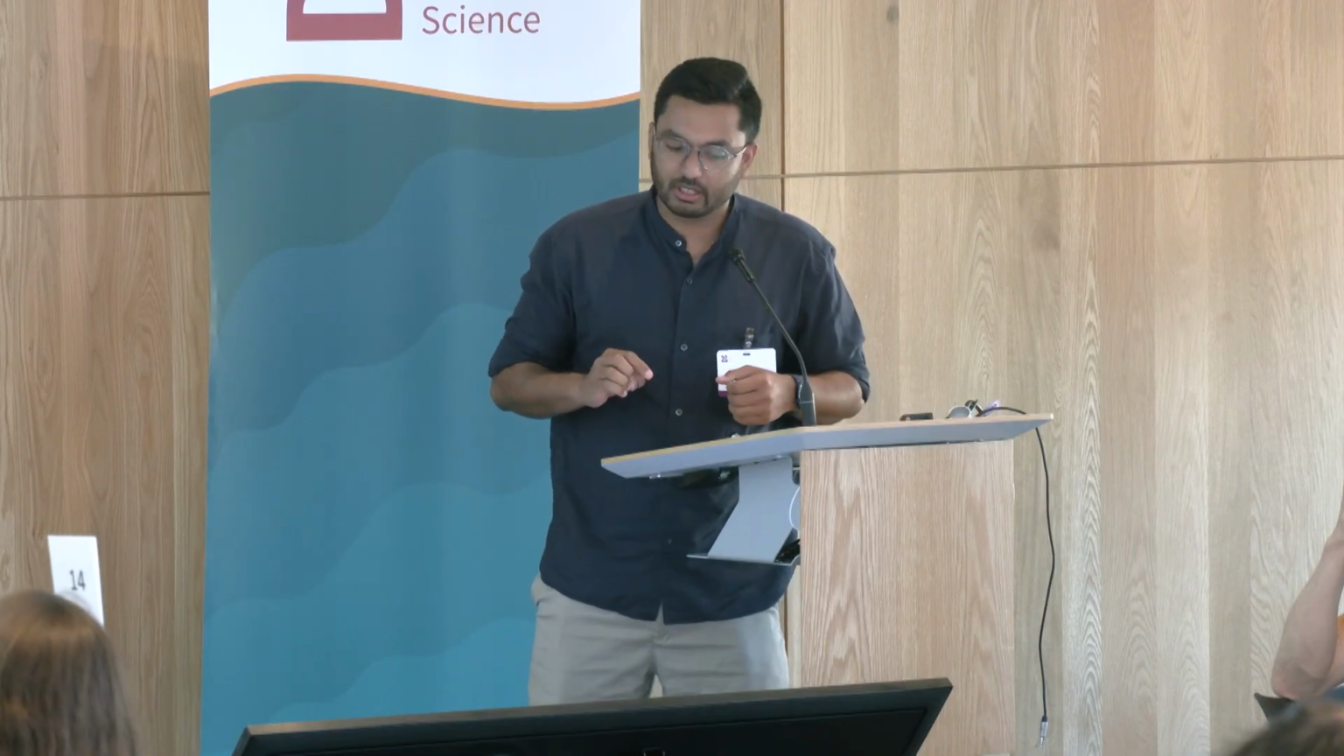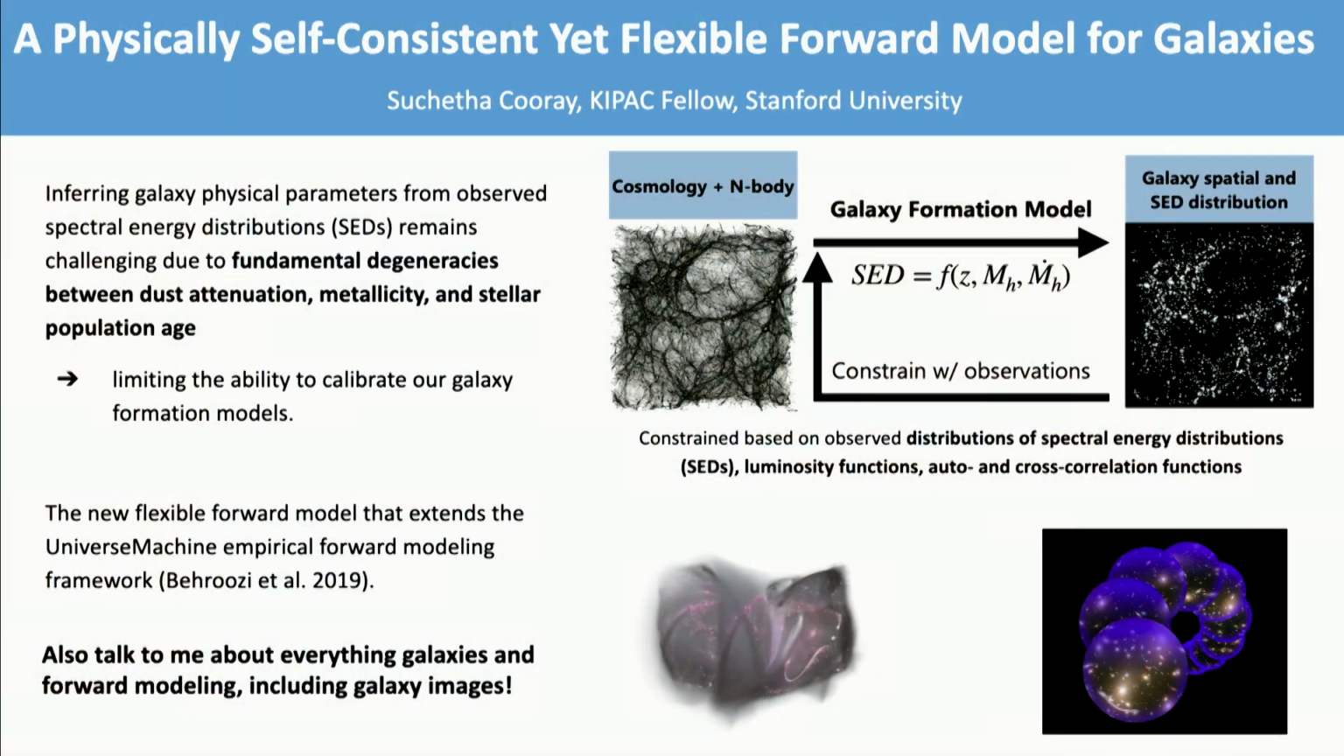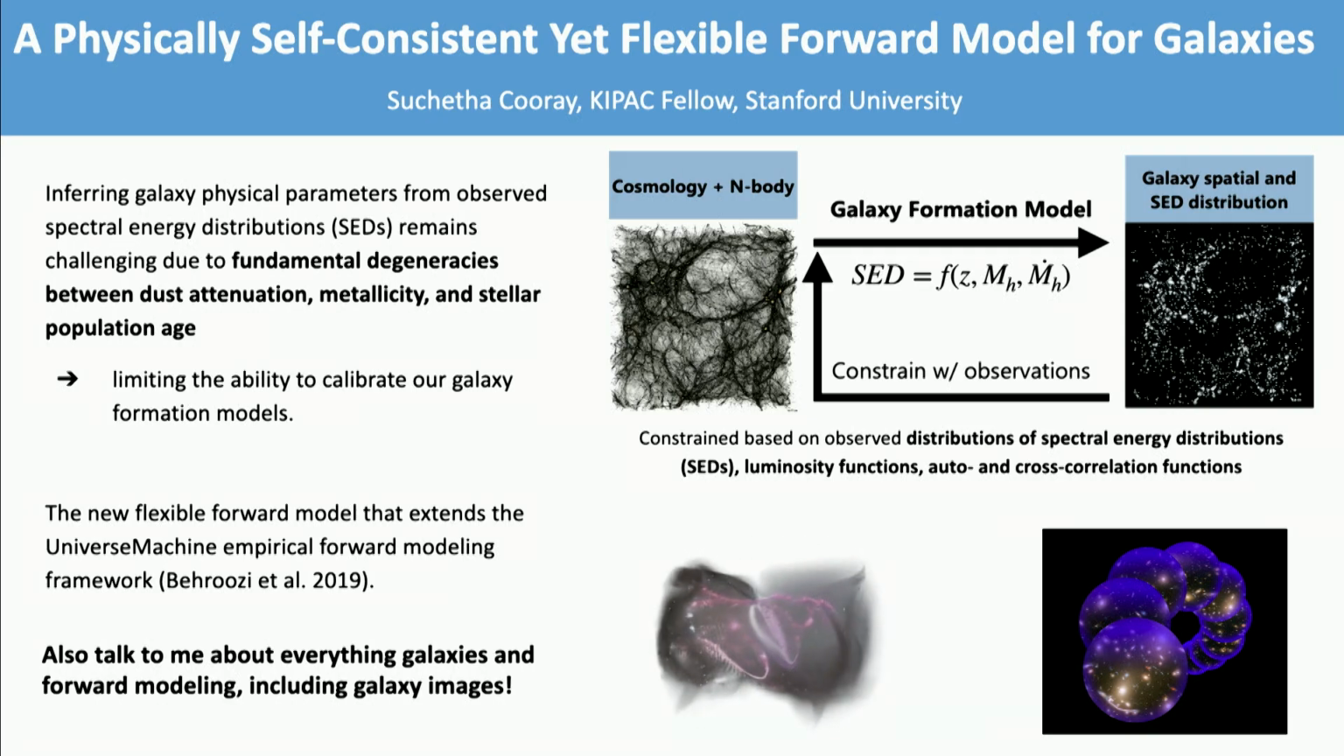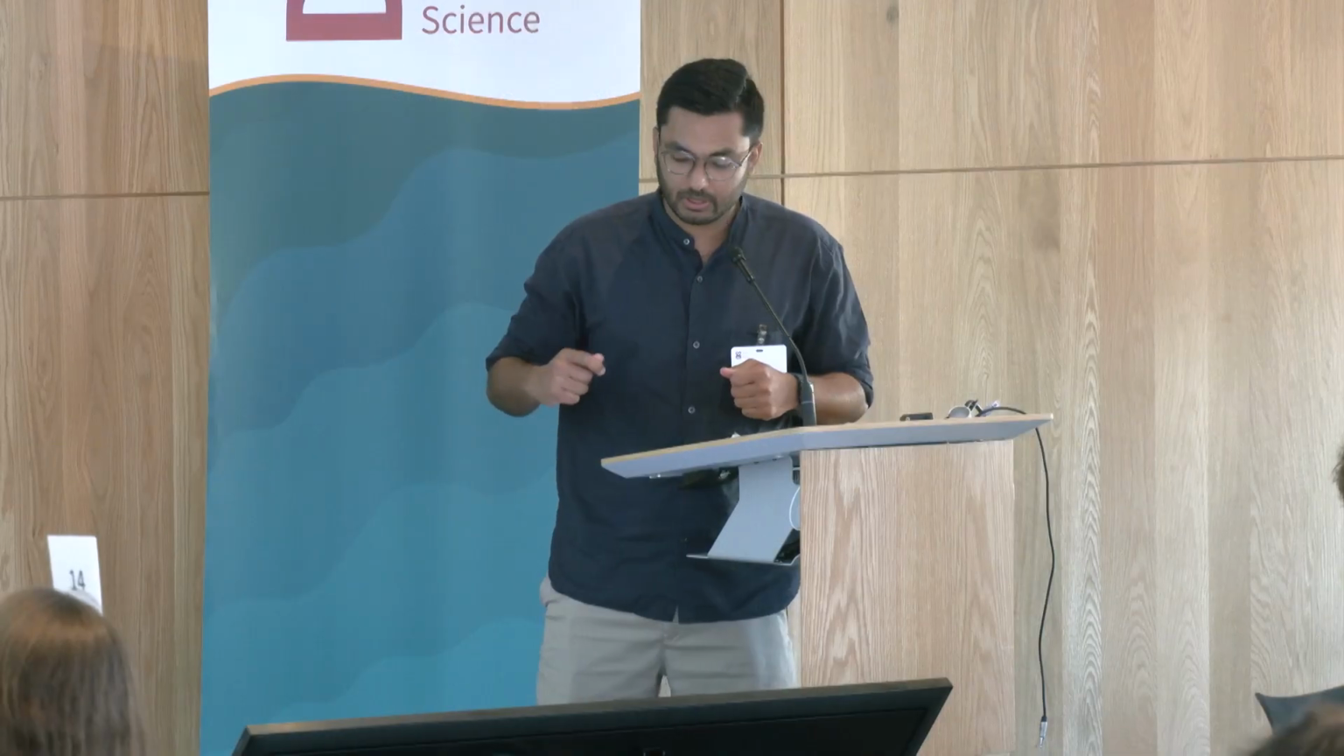One of the things I want to mention is that when you try to infer galaxy properties, you have degeneracies in the spectral energy distribution. To solve that, we think that when we infer them at a population level, we can build nice things into that model that will help break some of these degeneracies.